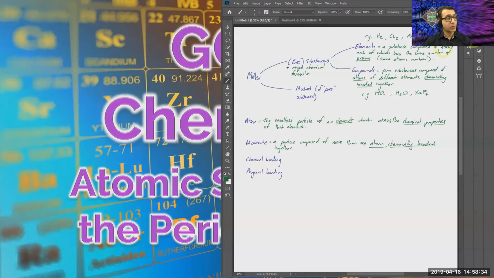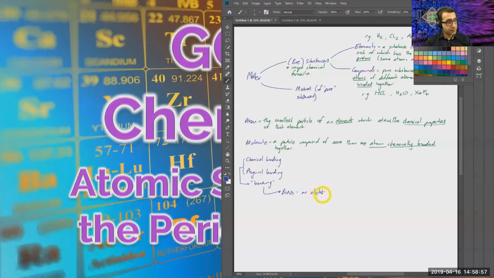Now, these last 2 remaining ones, I'm going to define first by telling you what the similarity between them is. Both of these terms use the term bonding. These are both types of bonding. So before we define each of these, it's worthwhile noting what a bond is. A bond in chemistry is an electrostatic force of attraction. So this is a force between particles.